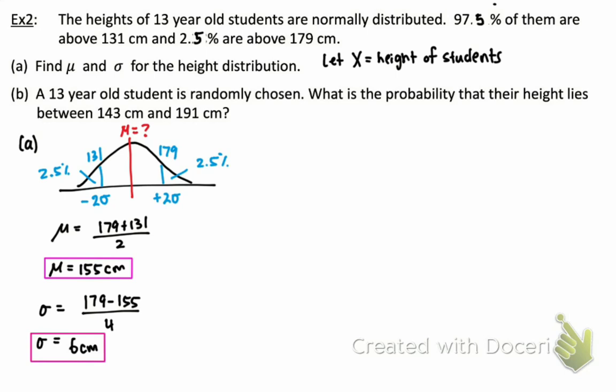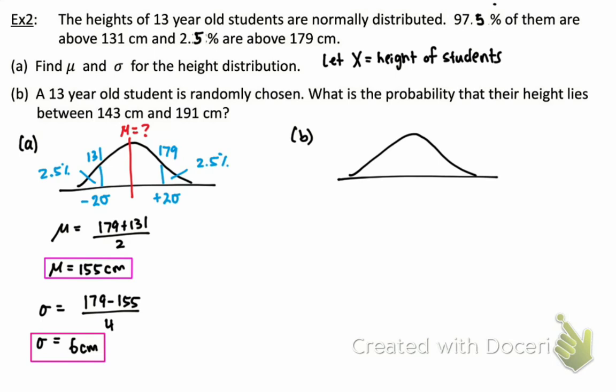Part B. A 13-year-old student is randomly chosen. What is the probability that their height lies between 143 centimeters and 191 centimeters? Again, pause this video and try this question on your own.